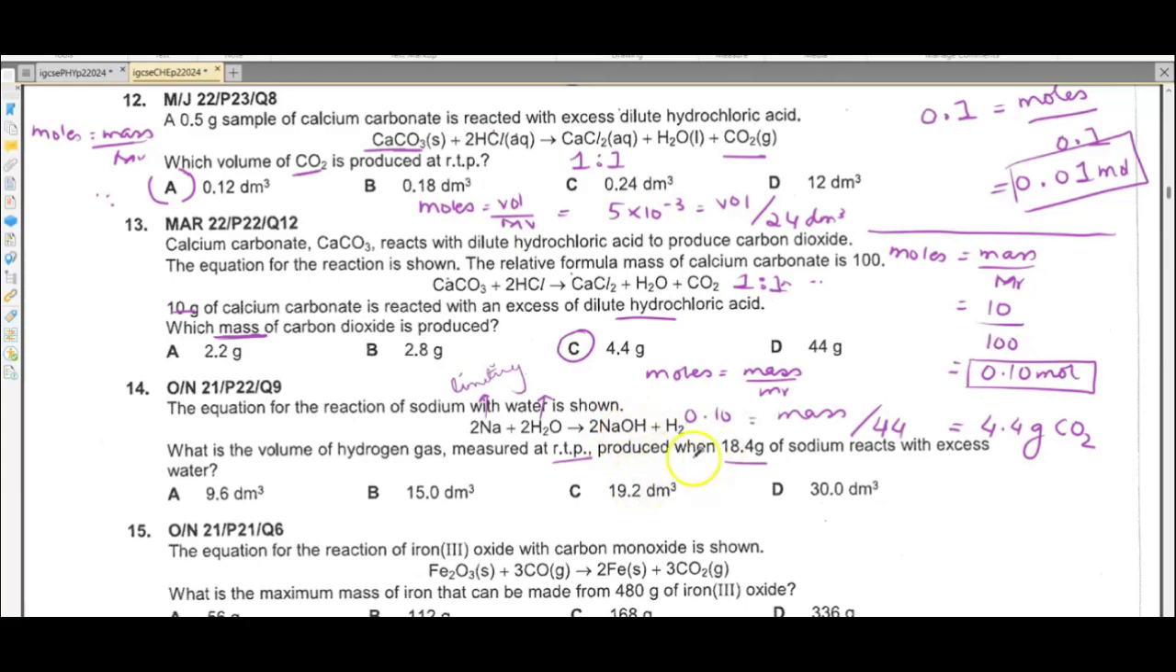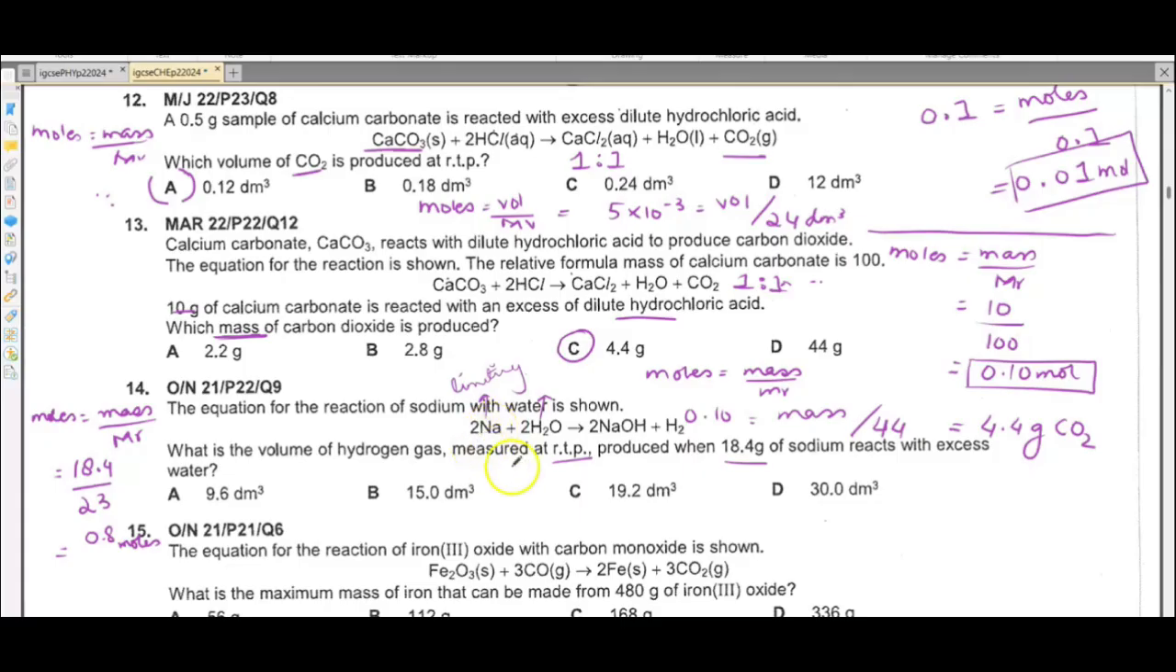Okay, so now once we have the mass of sodium and we know it's the limiting reactant, the first thing that we would do is find the number of moles of sodium. Okay, so you know that the formula for moles is mass of the substance by its MR. Okay, so mass of the substance is 18.4 grams. MR for sodium would be 23. So after dividing this by 23, you get 0.8 moles of sodium.